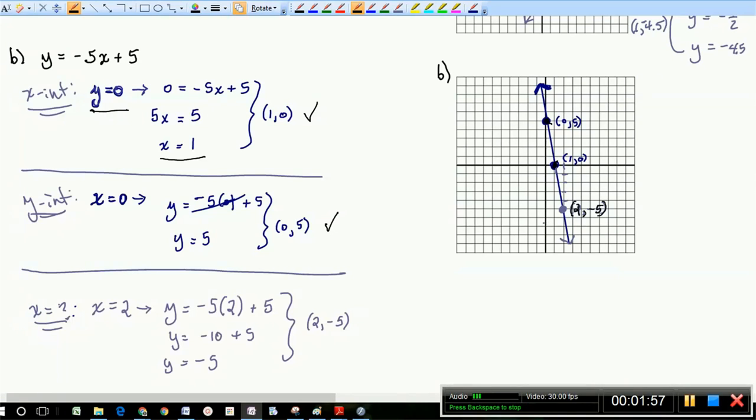Then after that I went ahead and chose a third x value down below all the other scratch work, and solved for y and got negative 5. That gave me the point (2, -5), which did plot right onto the line, just right. And so this is the graph of the line associated with the equation y is equal to negative 5x plus 5.